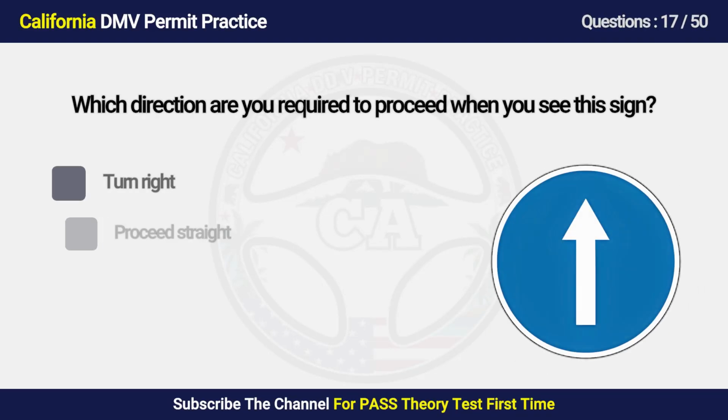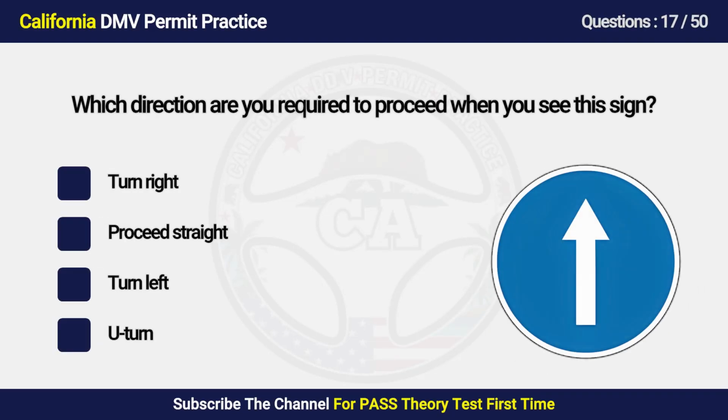Question 17. Which direction are you required to proceed when you see this sign? A. Turn right. B. Proceed straight. C. Turn left. D. U-turn.